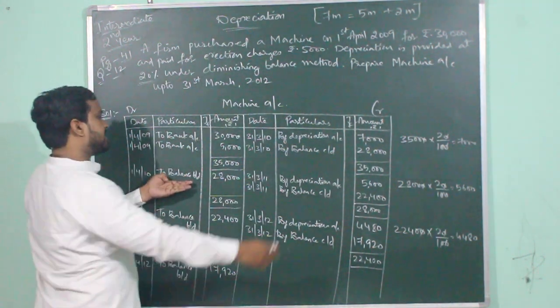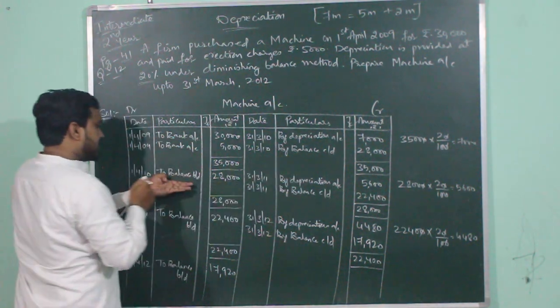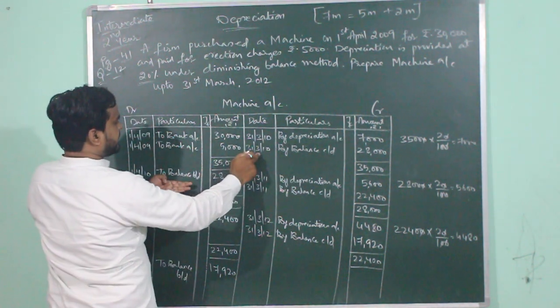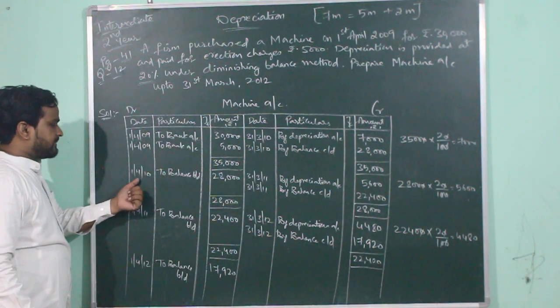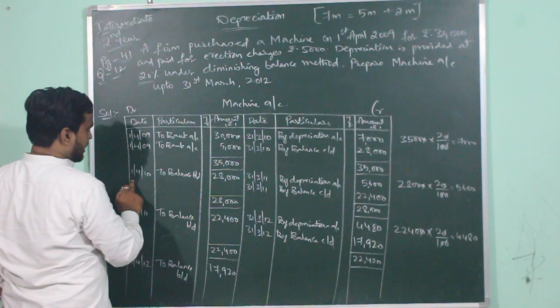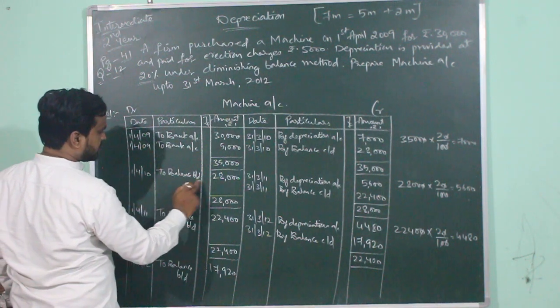So what we have written here as by balance carried down, the same will be written here as to balance brought down, on the immediate next day after 31st March 2010. The date is 1st April 2010. It will be written as on 1st April 2010, to balance brought down 28,000.